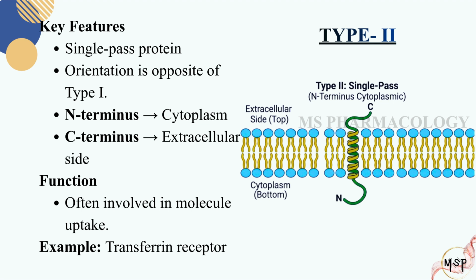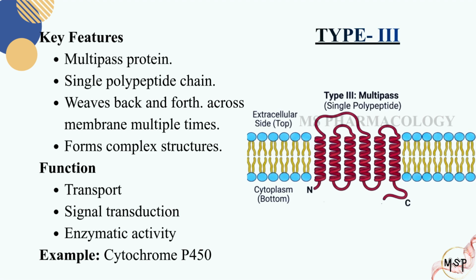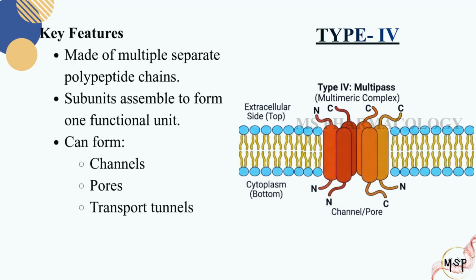Now we move to type 3, which is a multipass protein. This is a single polypeptide chain that weaves back and forth through the membrane multiple times. Because it's one continuous string, it can form complex shapes, like the light-sensitive rhodopsin in your eyes. For example, cytochrome P450.